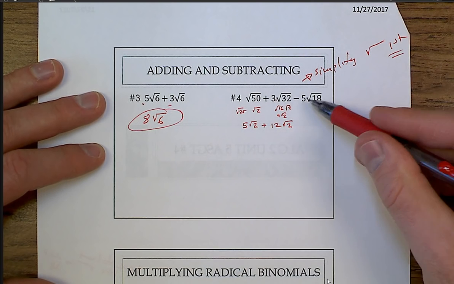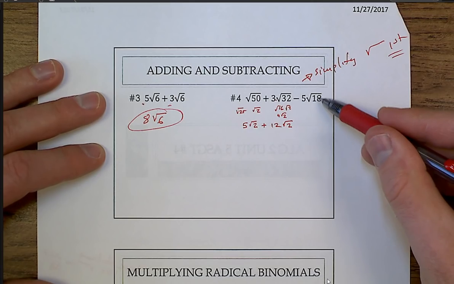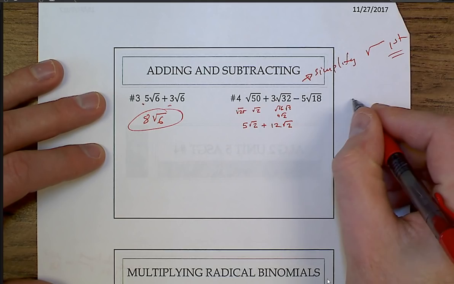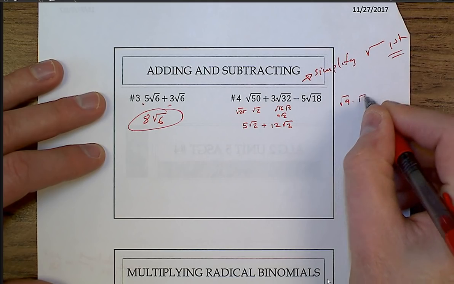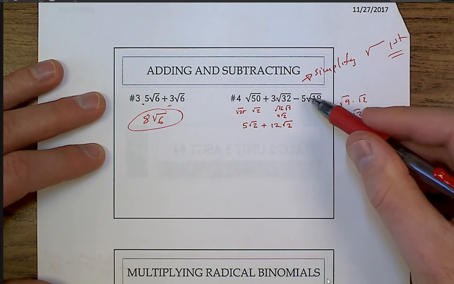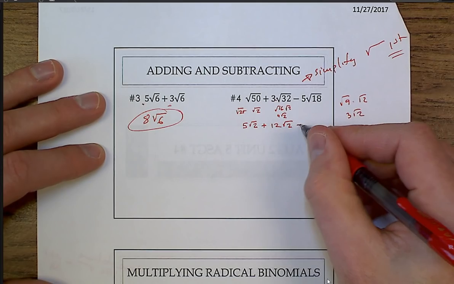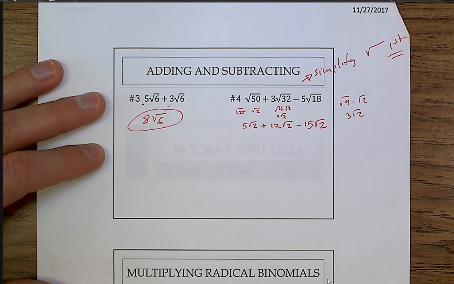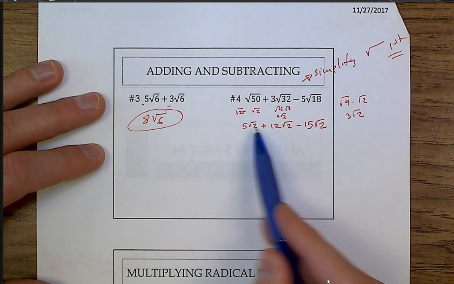This is a 5 out in front, so whatever 18 breaks down into, you're going to have to multiply it by 5. So 18 breaks down into the square root of 9 times the square root of 2, which is 3 radical 2, and 5 times 3 is 15, so minus 15 radical 2. So you'll see now, you'll notice that I have radical 2 and radical 2.